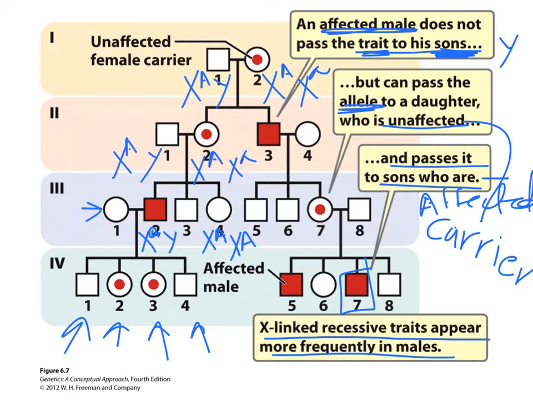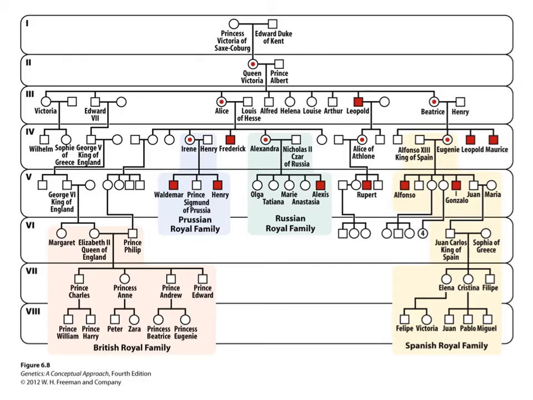You look at it, see lots of males, see if it works for X-linked. Usually recessive, otherwise you'd see it in the females too, and then that would be really hard. What else?